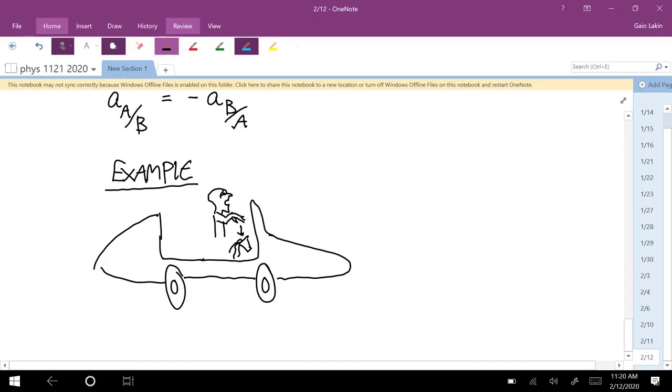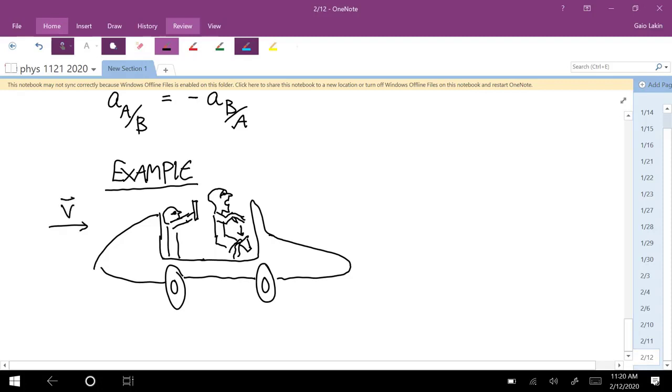Okay, it's like a low rider. And meanwhile, while all this is going on, your kid in the back is filming it with your iPhone. Okay, so this is the coordinate system. The coordinate system is fixed to the car, moving with the car. The car's velocity is this way.